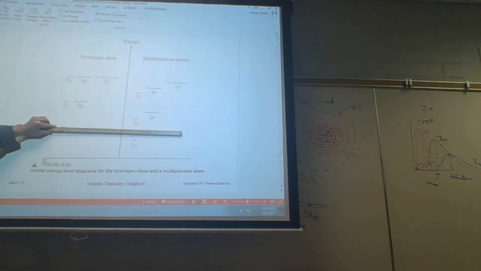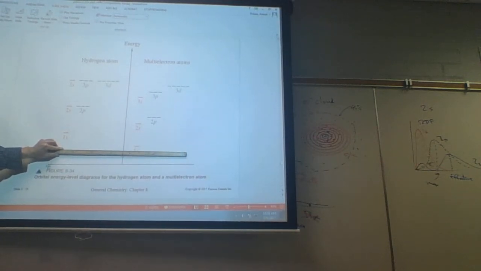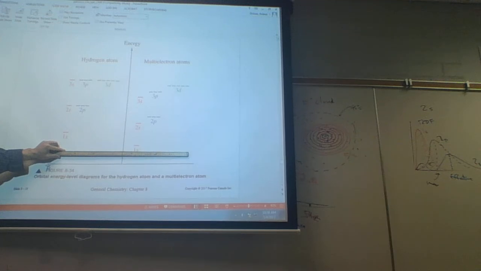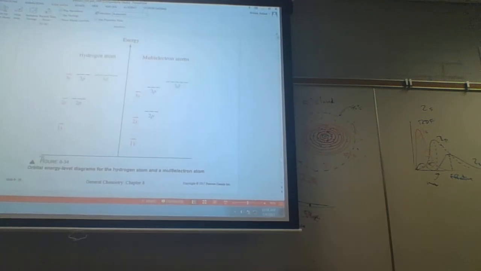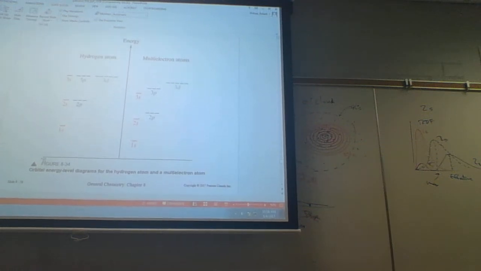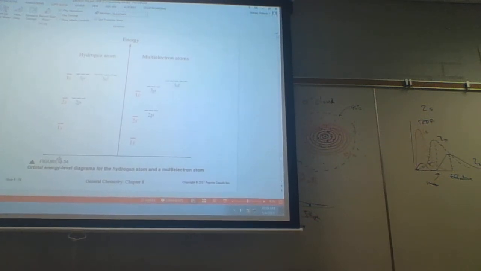Why isn't the 1s the same energy? Yeah, it's got to have more protons. If we got more electrons, we're going to have more protons. That's it. Okay, so we want that.